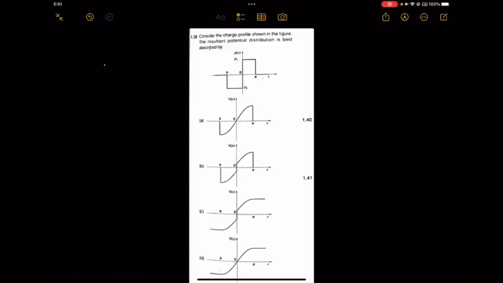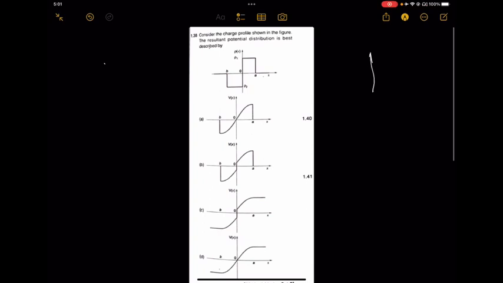Hello friends, this is a problem that relates electric field, potential, charge, everything. Now what they have said is, consider a charge profile shown in the figure, and the charge profile looks like this. That is the x-axis, and here the y-axis is the charge profile, and the charge seems to be constant along the x for the plus charge and the minus charge.